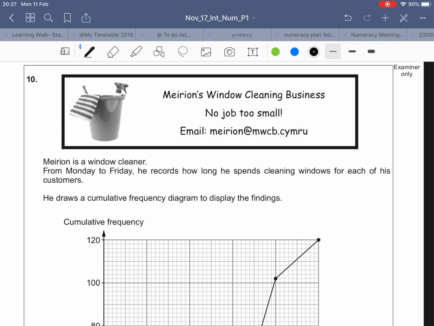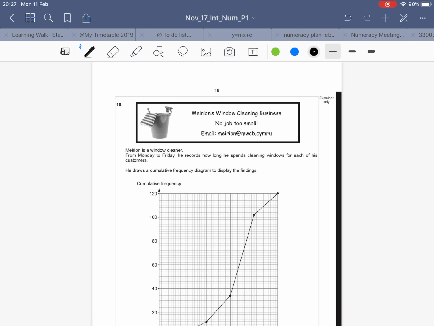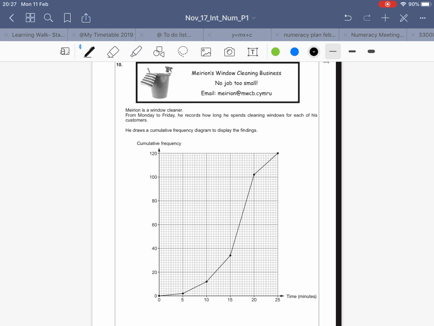Question 10. Marion's window cleaning business. No job too small. Marion is a window cleaner. From Monday to Friday, he records how long he spends cleaning windows for each of his customers, and he draws this cumulative frequency diagram to display the findings. He's got 120 customers, and altogether we're over time, which is 25 minutes.